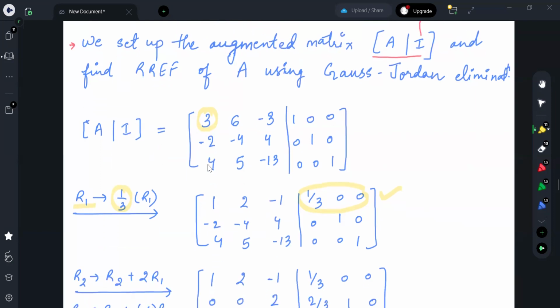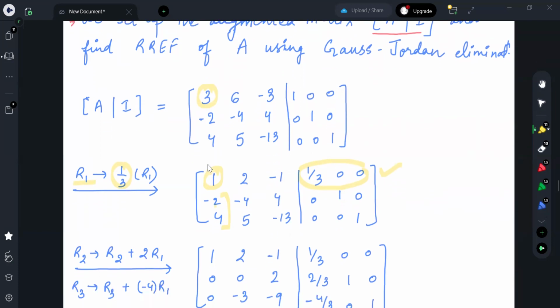Now I have my pivot 1 in the leftmost corner. I need to make everything below this 1 a 0. So I need to perform 2 operations here. I need to make changes in R2 and make changes in R3.